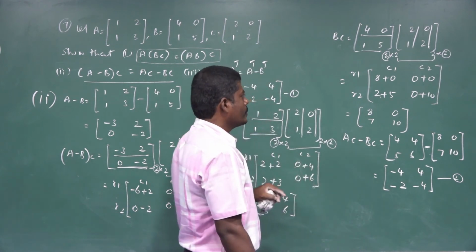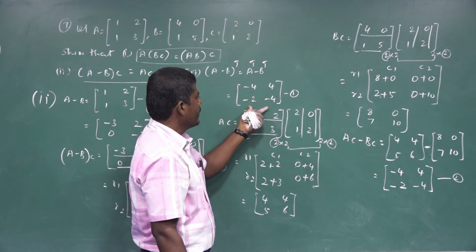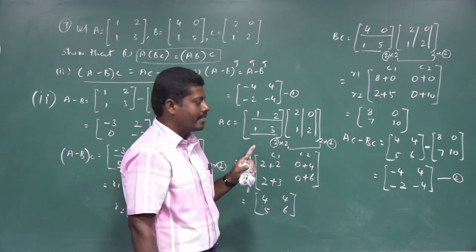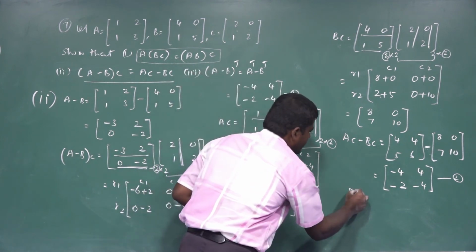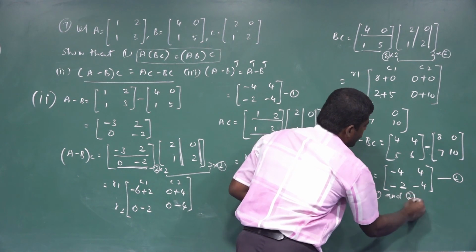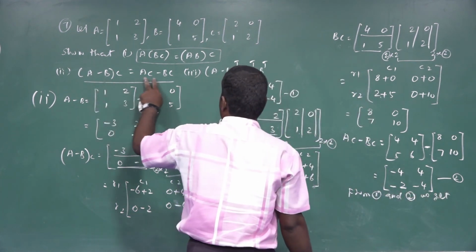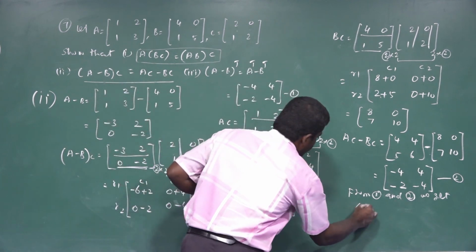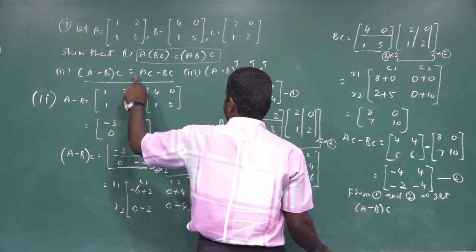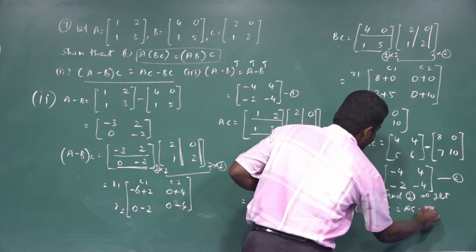Understand? So now you compare 1 and 2. What do you get? Minus 4, 4, minus 2, minus 4. 1 and 2 are same. So from 1 and 2 we get LHS equal to RHS. That means A minus B of C is equal to AC minus BC.